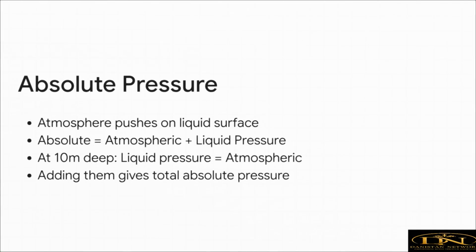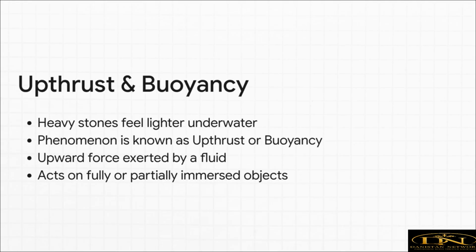So to find the true absolute pressure at a certain depth, you must add the atmospheric pressure to the liquid pressure. For example, at a 10-meter depth in water, the liquid pressure itself is roughly equal to atmospheric pressure. Adding them both together gives you the actual absolute pressure crushing down on you at that depth. Which brings us perfectly back to our opening mystery.